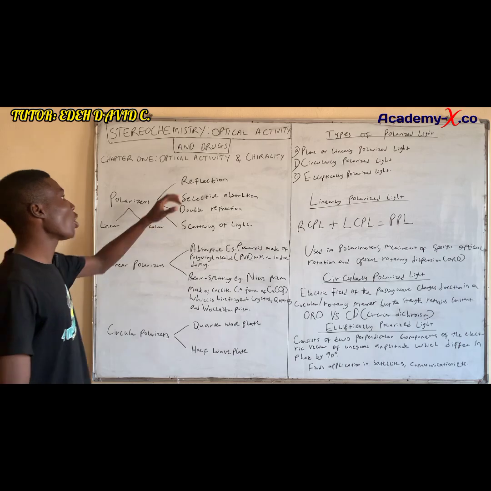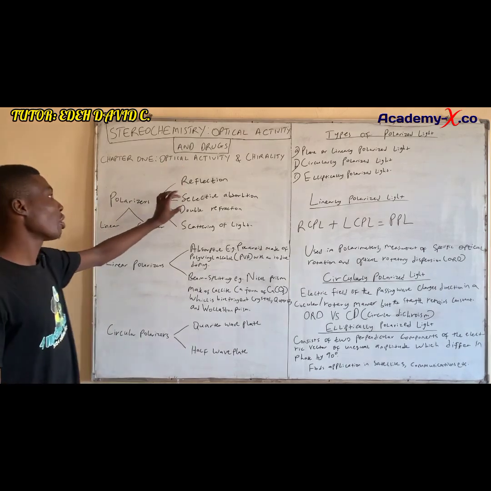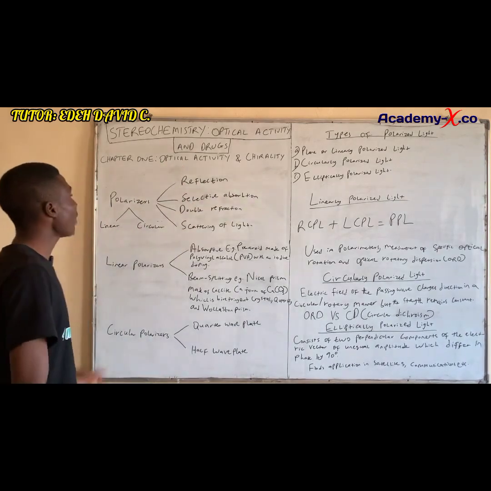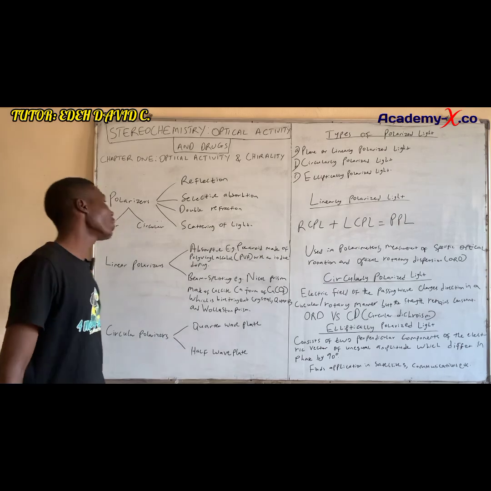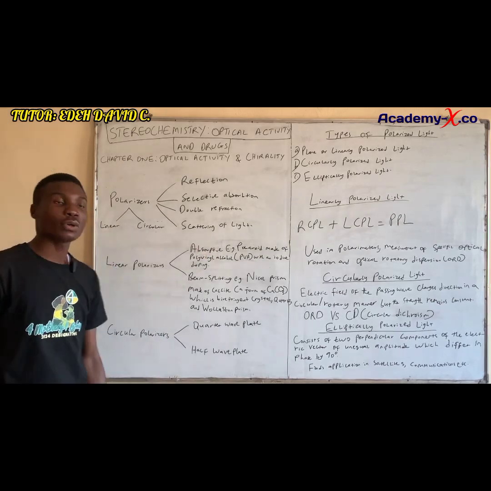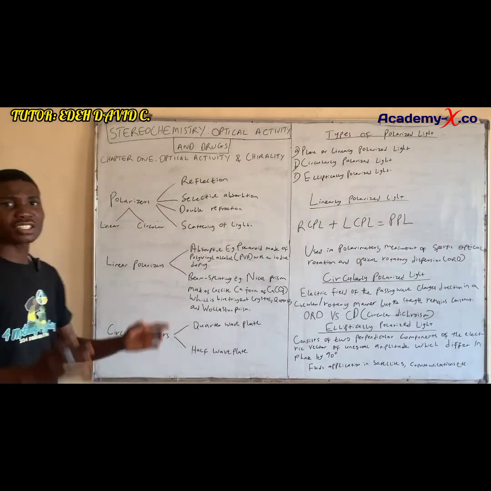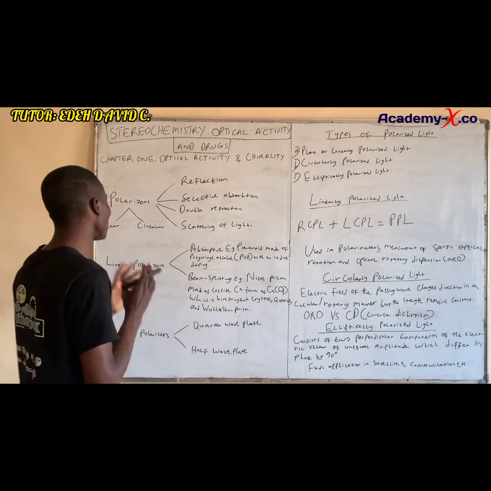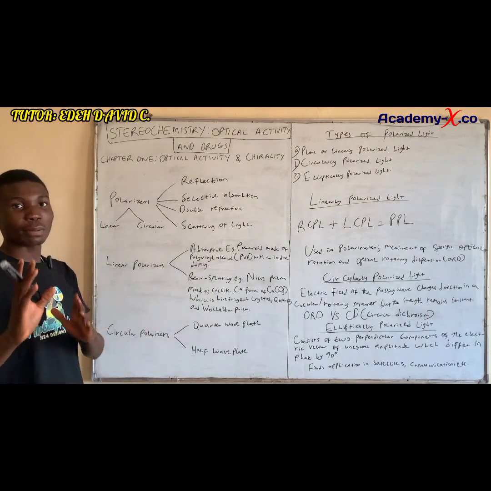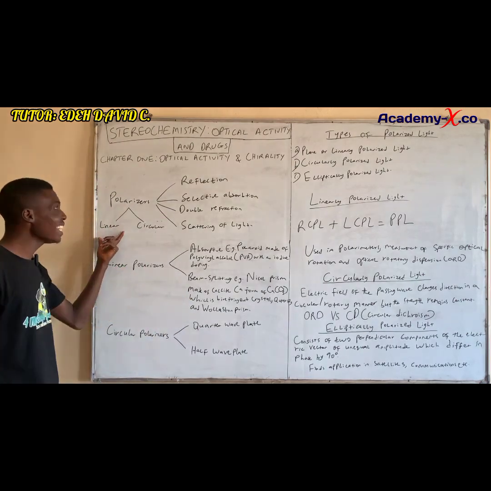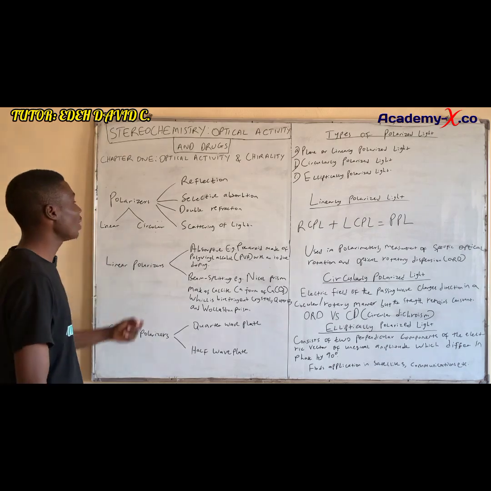Polarizers work on different principles. We have polarizers that work by reflection, by selective absorption, by double refraction, and by the scattering of light. And we have two different types of polarizers: the linear polarizers and the circular polarizers.